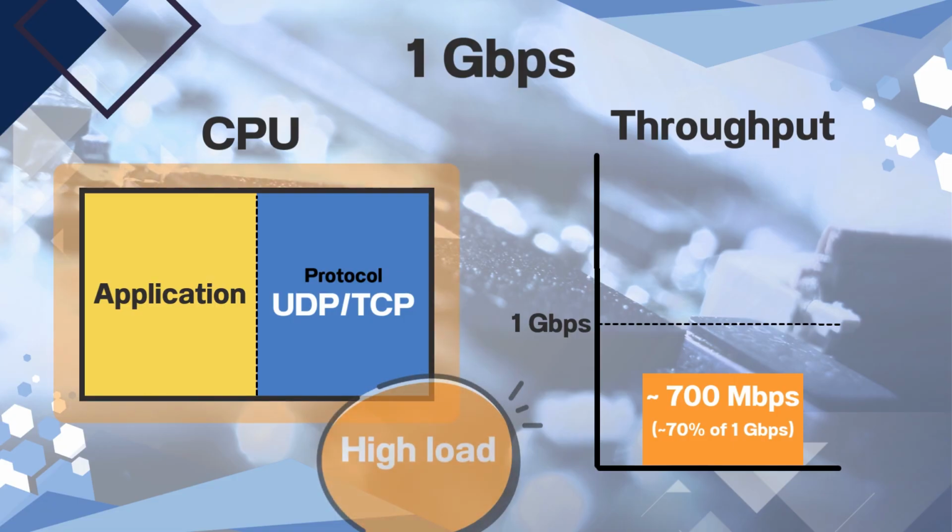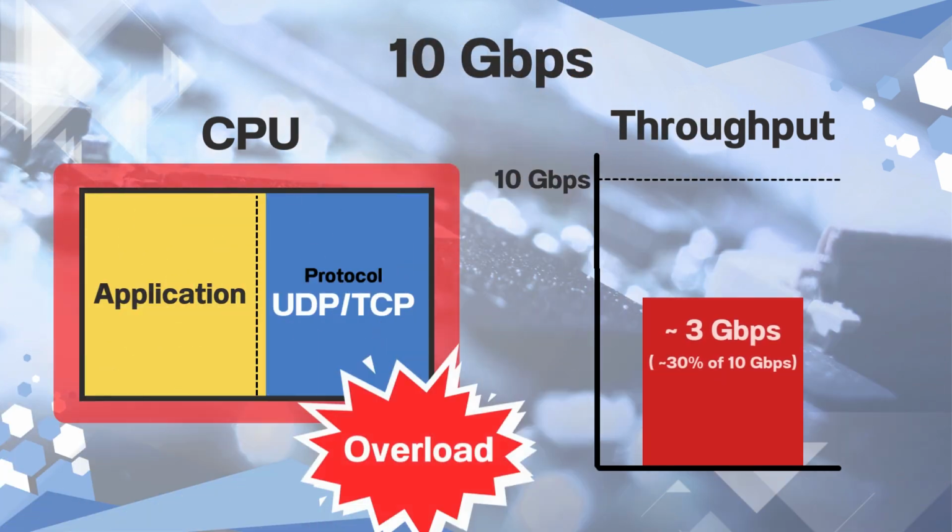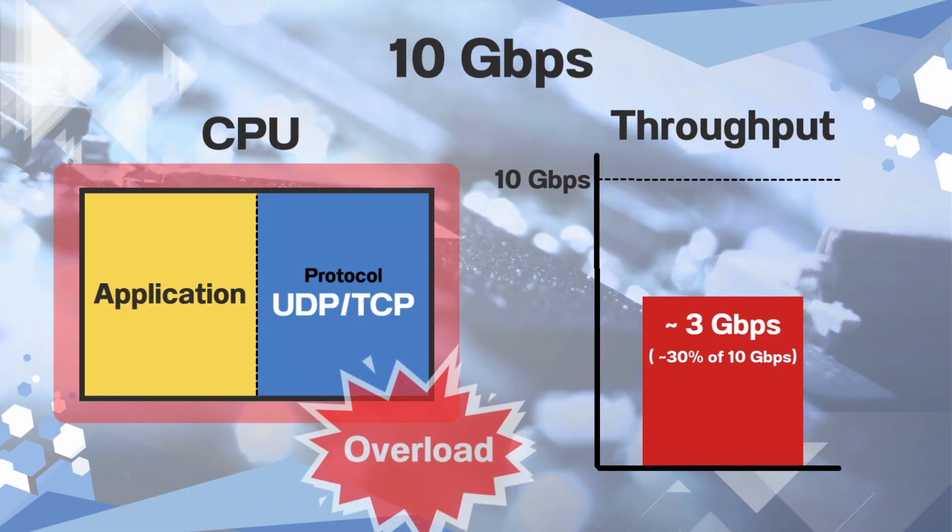By the way, it is nearly overloaded, causing throughput to remain around 70%, or 700 megabit per second. The problem happens when using 10 gigabit per second. The CPU becomes overloaded because the workload from the application increased significantly compared to 1 gigabit per second. As a result, the achieved throughput is much lower than 10 gigabit per second, reaching only around 30%.